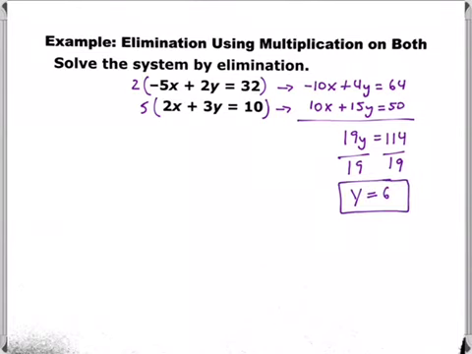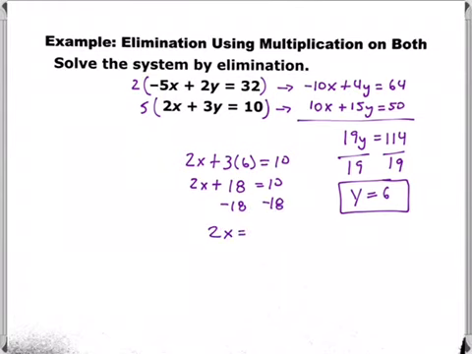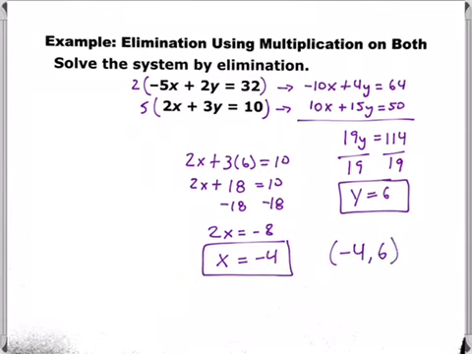Now that I know what y equals, I'm just going to plug it back into one of the equations. Let's say I want to plug it back into the second equation. So 2x plus 3 times 6 equals 10. 3 times 6 is 18. I'll subtract 18 from both sides of the equation, and I get 2x equals negative 8. Divide by 2, and so x equals negative 4. So my ordered pair here becomes negative 4, 6.